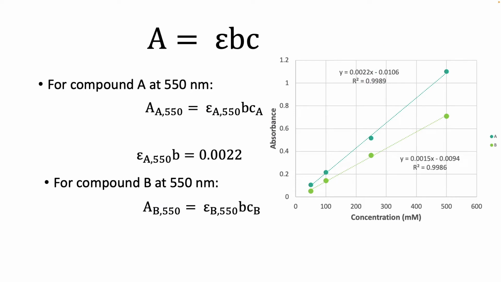Now, we can do that same analysis for compound B. Remember, we did a calibration curve at the same wavelength, and you can see that this also has a slope, and therefore that slope is going to be the molar absorptivity coefficient of B at 550 nanometers times the path length. In this case, that slope is 0.0015.